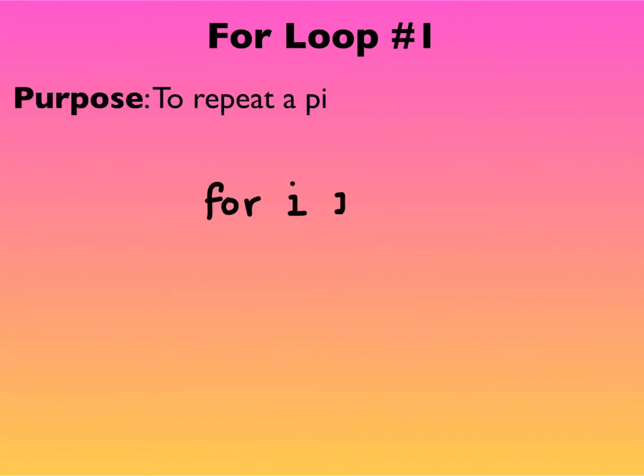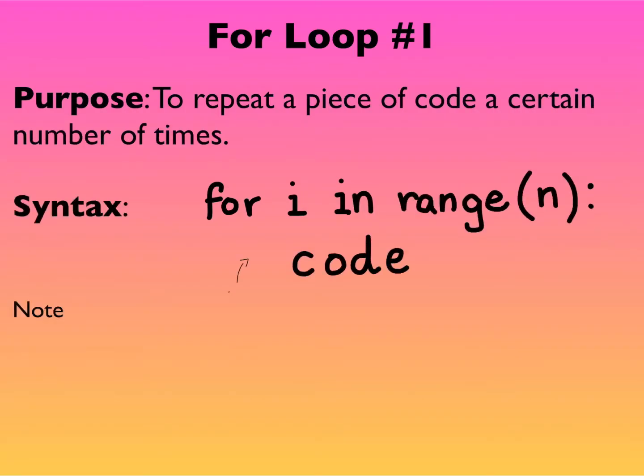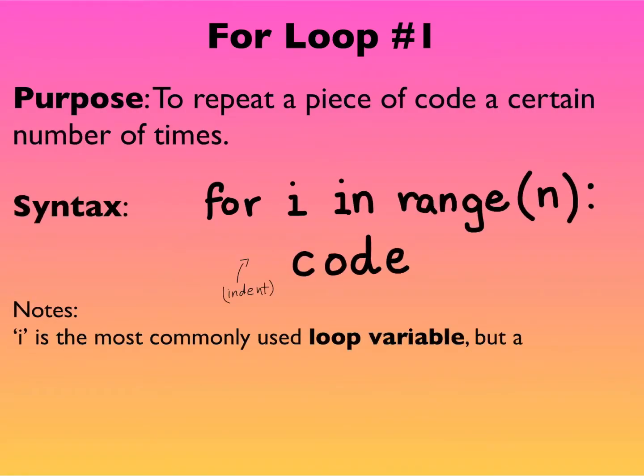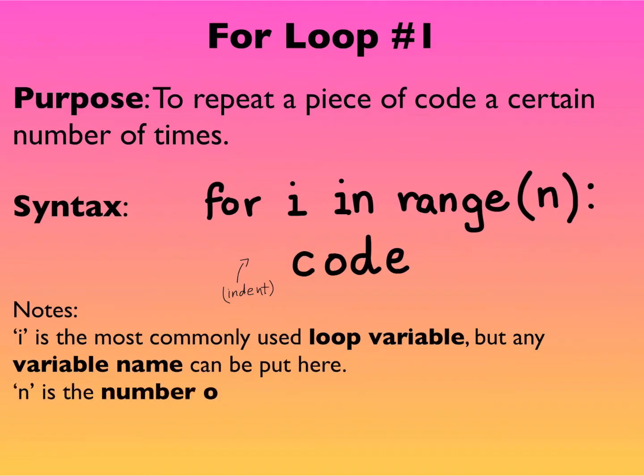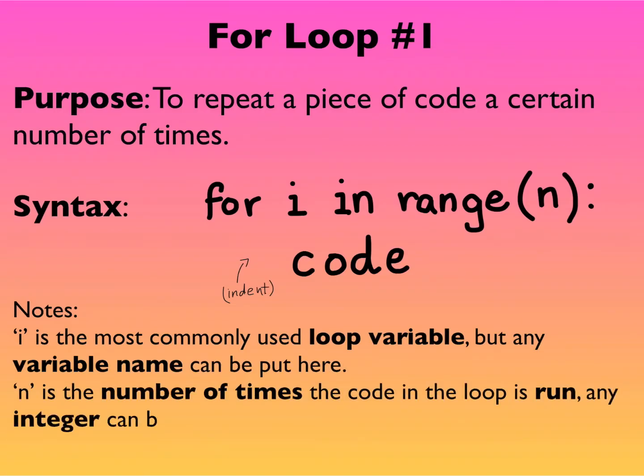For loop number 1. Purpose: to repeat a piece of code a certain number of times. Here is the syntax. Notes: I is the most commonly used loop variable, but any variable name can be put here. N is the number of times the code in the loop is run. Any integer can be put here.